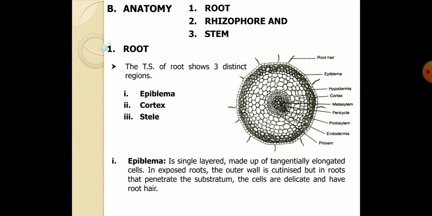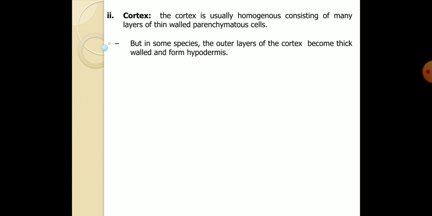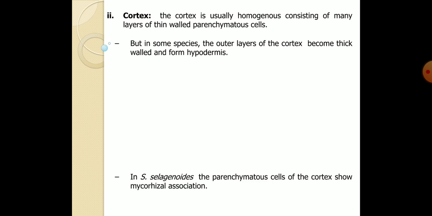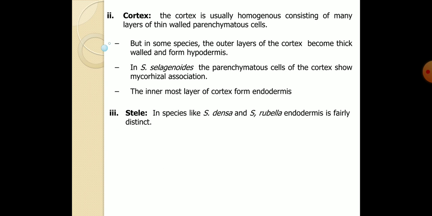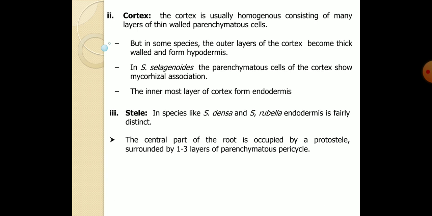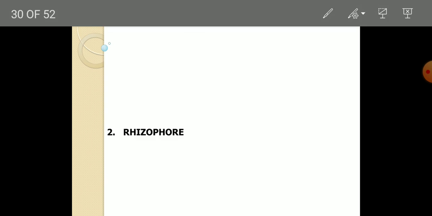Usually the epiblema is single layered, made up of tangentially elongated cells, and the cortex is usually homogeneous and consists of many layers of parenchymatous cells. Sometimes it may be thick, or it may vary, and sometimes there may be a mycorrhizal association. Below that the cortex consists of the endodermis region. The center, the stellar region, usually consists of a protostele, with two to three layers of parenchymatous pericycle, and xylem.